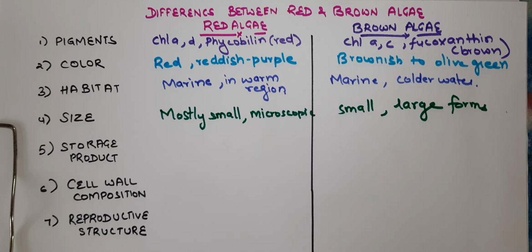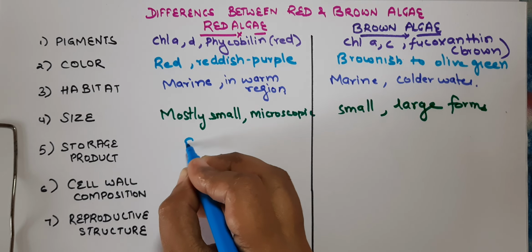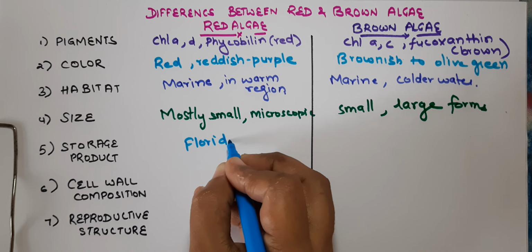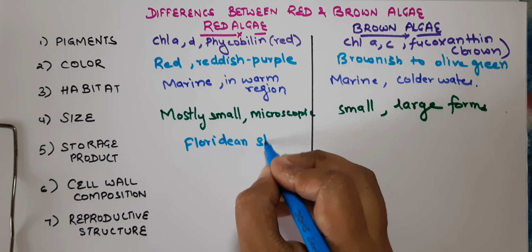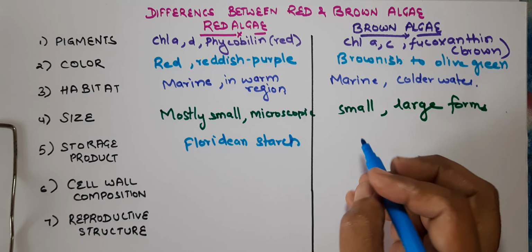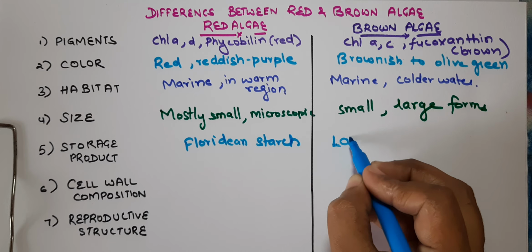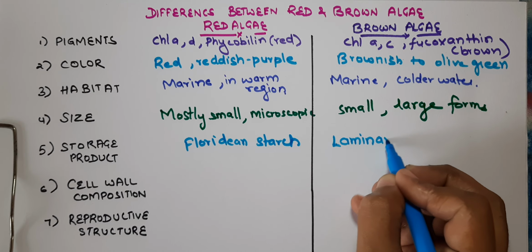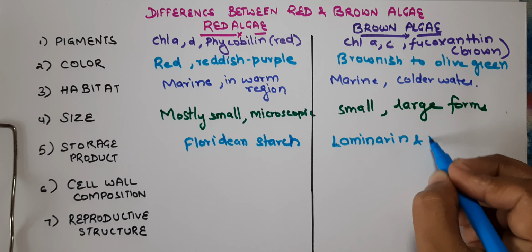Now if we talk about the storage product, okay, then the red algae will store food as floridean starch. Okay, whereas brown algae will store food in the form of laminarin and mannitol.